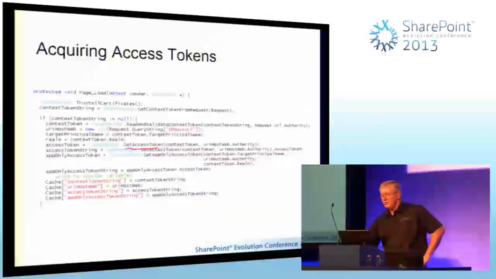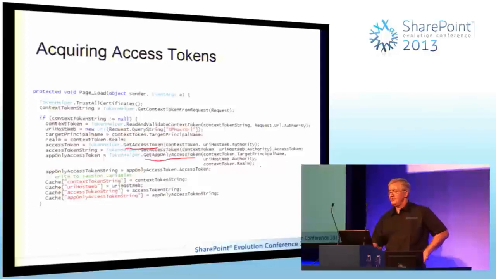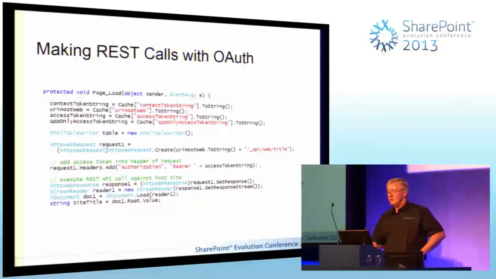And the idea with the access token is generally we're going to take it, and if you look at this up here, we have token helper, get access token, and that gives you back the access token. We have get app only access token. Now there's two things we have to do. We have to make CSOM calls and we have to make REST calls. It turns out that REST is the harder one because you have to explicitly add the access token as a special header.